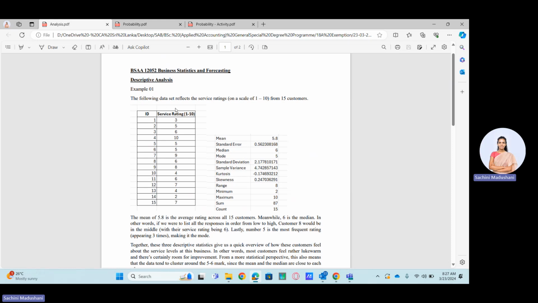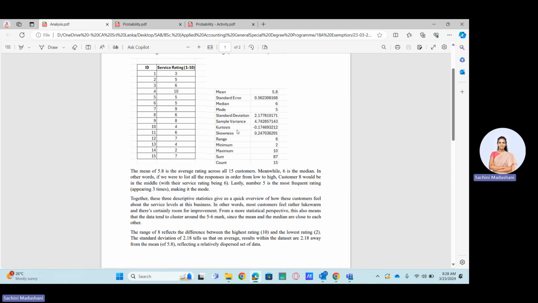The following data set reflects the service ratings on a scale of 1 to 10 from 15 customers. This is a small data set. The sample size is 15 customers. They collected the data from the customers for the service ratings, which reflect customer satisfaction. There are 15 customers, and they give a number from 1 to 10 for their satisfaction.